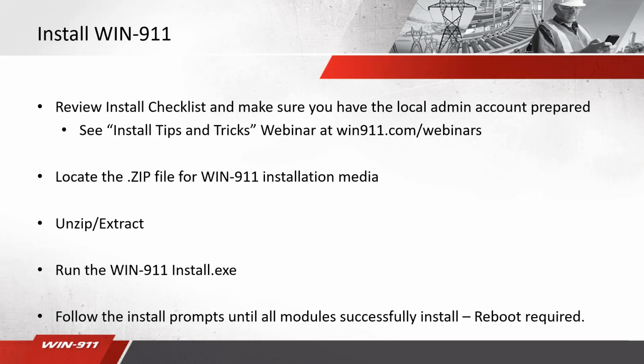Once you get that squared away and you're ready with your account, locate the zip file for Win911 installation media. This could be downloaded from the website or maybe also shipped to you on a USB drive. So really your two options. Once you find that file, go ahead and unzip it. You run the Win911 install.exe and follow the prompts until all the modules are installed and a reboot will be required. That's about it. So we're going to go through a demo and I'll show you what that looks like really quick. We're not going to do the full installation.